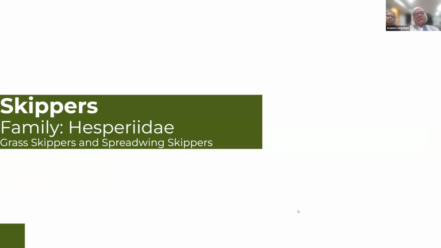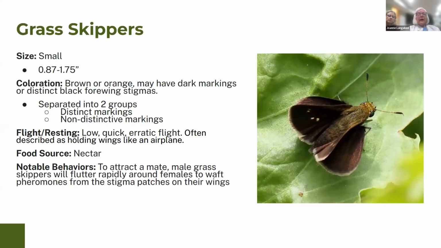Okay, the skippers are divided into two parts, the grass skippers and the spread wing skippers. The grass skippers are generally smaller than the spread wing skippers. They're browns to oranges. Many of them have dark markings. Some are very distinct, some are not. They look like an airplane.